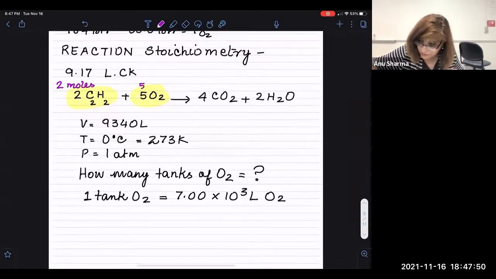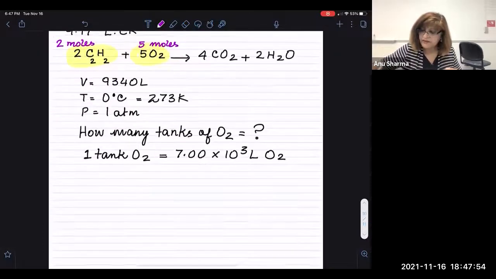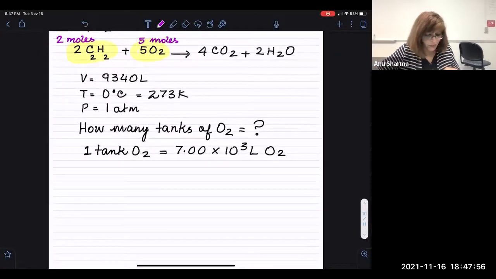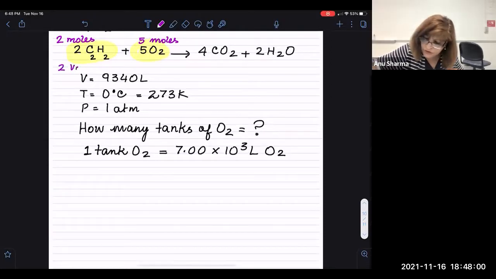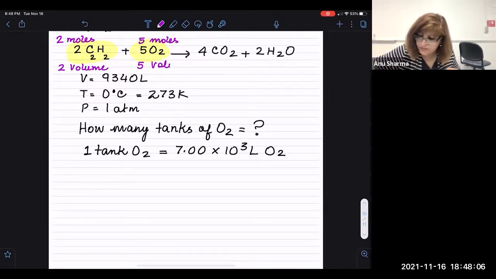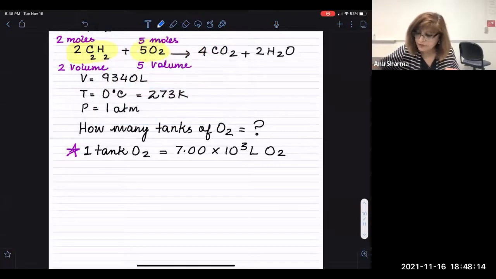This means 5 moles. But when we are talking about all these tanks and all that stuff, then it's not moles. Then it just becomes volume. So this also means 2 volumes of acetylene reacting with 5 volumes of oxygen. And this you will use as this equality. This becomes a conversion factor.